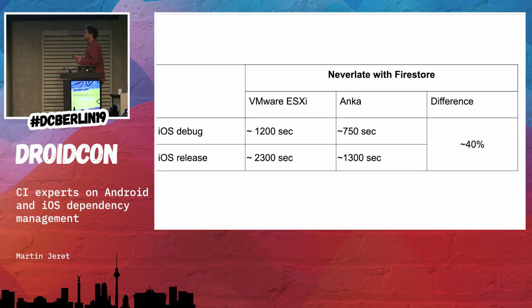So you have this comparison. When we have VMware's ESXi, it takes about 20 minutes for the iOS debug builds and about 40 minutes for the iOS release builds. But with Anka, it takes about 20-something minutes for the release builds, and about 10-15 minutes for the debug builds, which is quite significant. It's about a 40% difference. A couple of companies are using this: Shopify, for example, uses Anka to scale up their iOS CI/CD service, and Cirrus CI is using Anka as well.